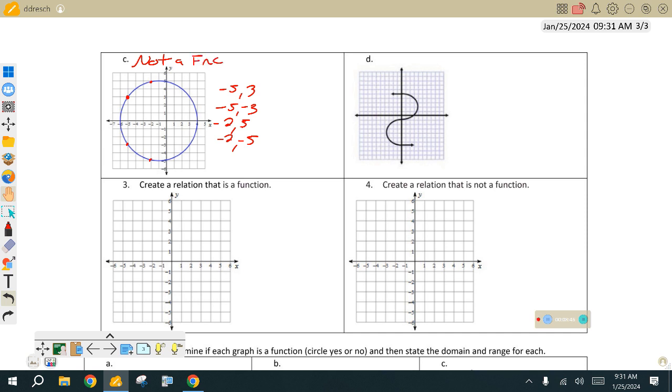Now, on here, obviously it's a circle. We are going to talk about this circle equation. It's going to have a special equation down the road. But in terms of a function, we say, well, it's not a function. It's a relation, but it's not a function.